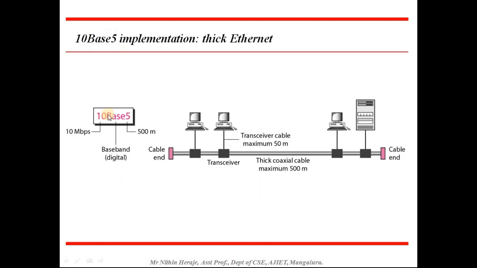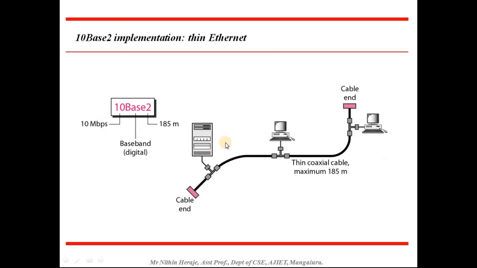So this is about 10Base5. 10 means it is 10 Mbps. Base is nothing but baseband, which is digital, and 5 means the maximum length of the cable should be 500 meters. In this category, it uses a thick coaxial cable, which can have a maximum of 500 meters, and this is a transceiver cable, which should be of maximum 50 meters in length. So this is one type.